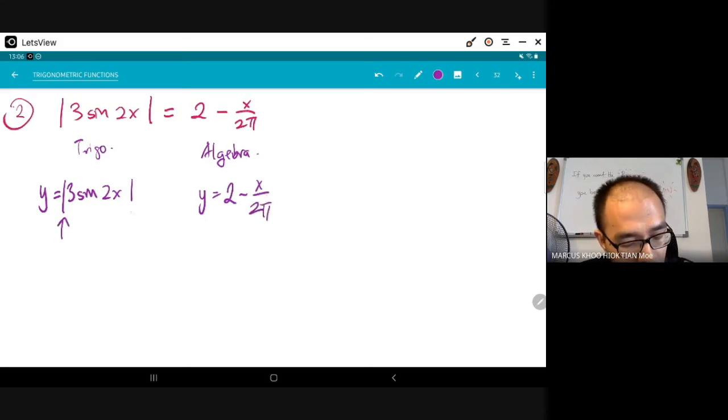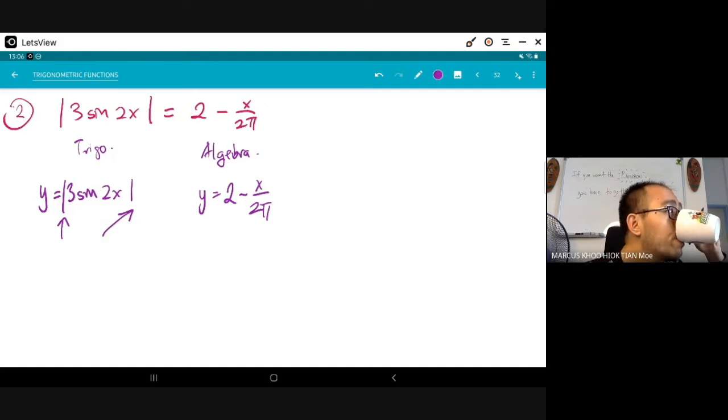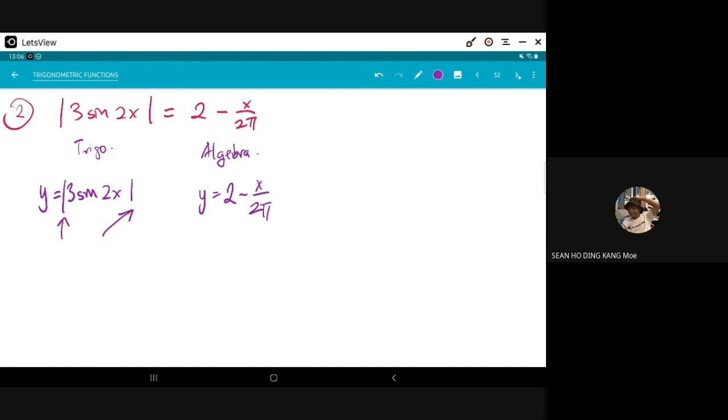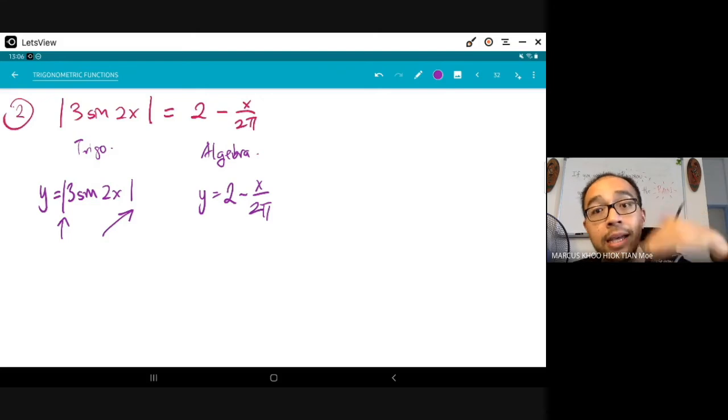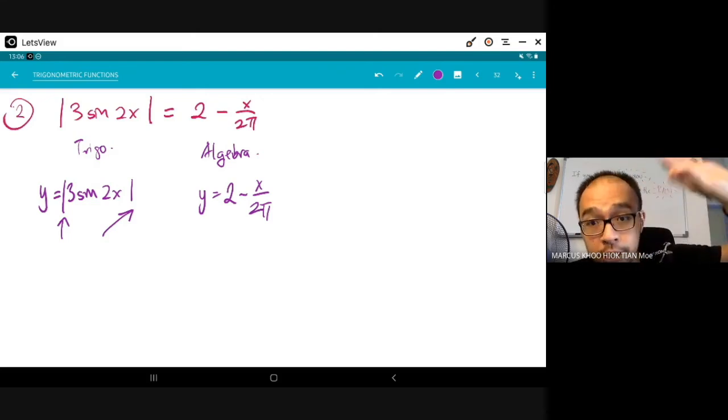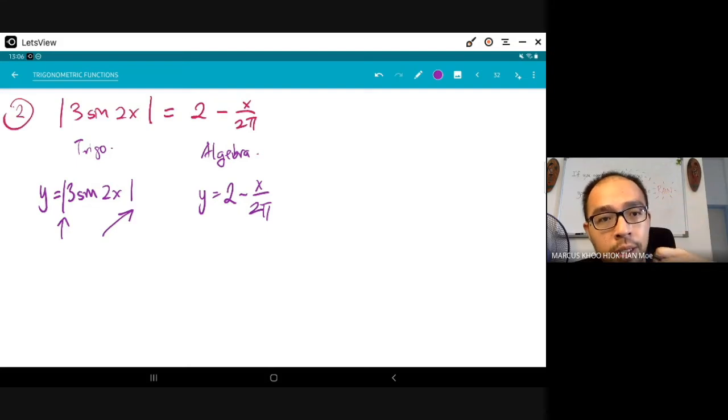Now let's recap again. What does this modulus sign mean? What does it mean for the graph? Anybody? All positive. It means the entire graph must only be in the positive region. When you draw it out, if it is negative, it must go to the positive. So same thing. I give you 5 minutes. Try to figure this out on your own, 0 to 2 pi, and tell me how many solutions we have for this question.